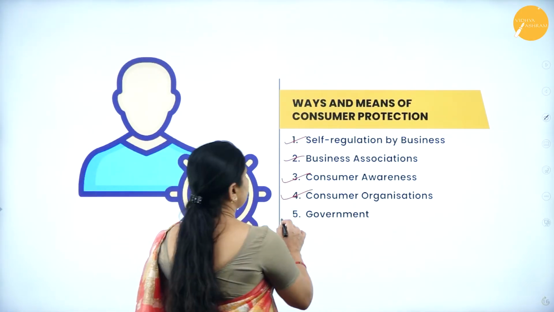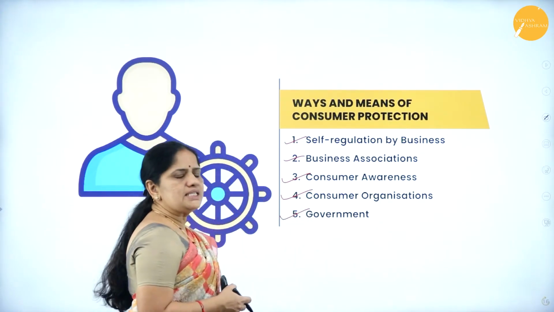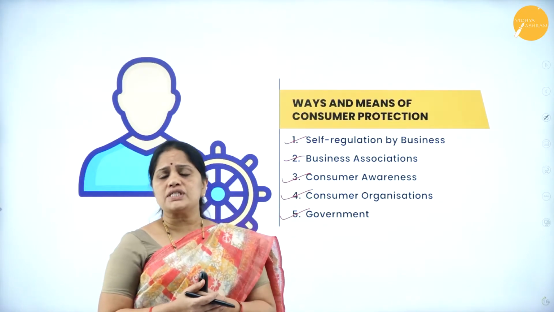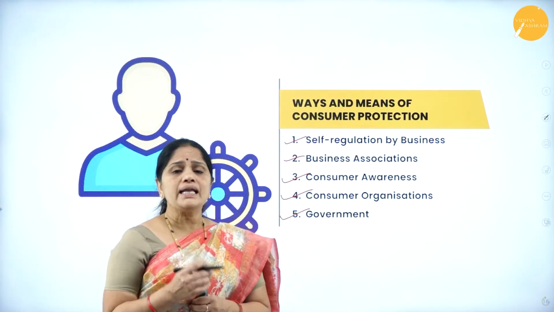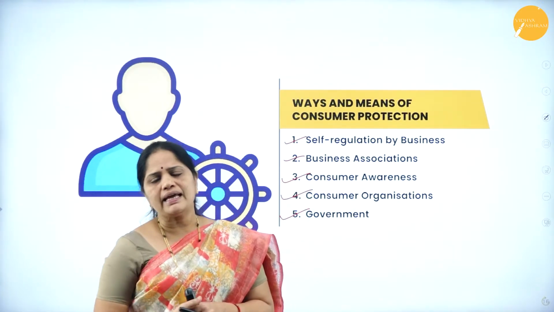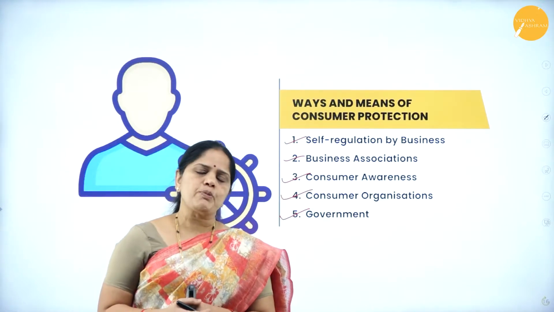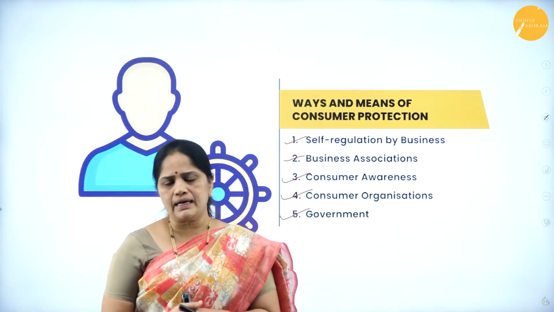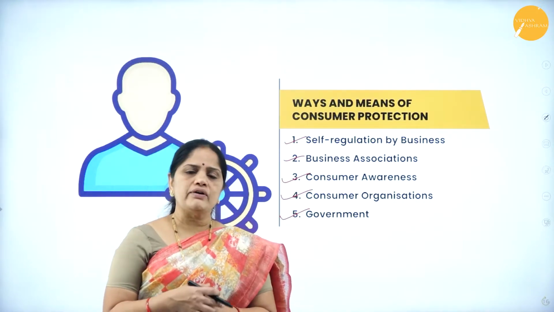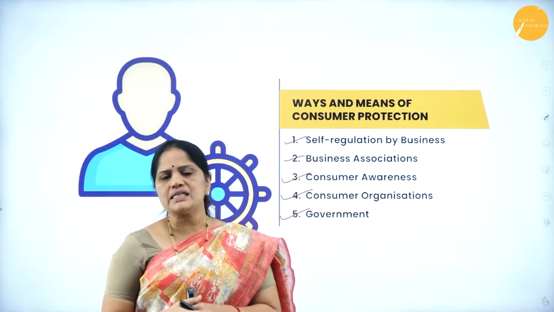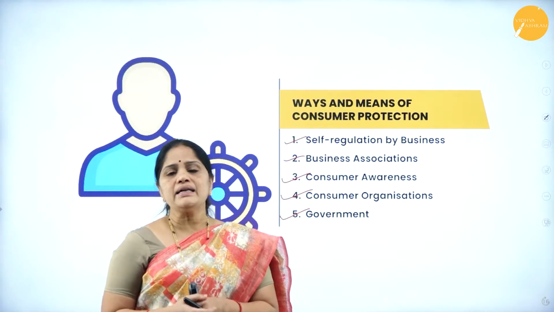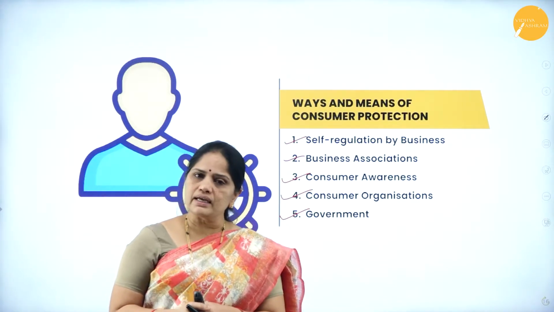Then, the fifth means of consumer protection is through the government. The government has set up many legal provisions for the protection of the consumers. In addition to that, it has set up a toll-free number, and any consumer who has been exploited can just call the toll-free number and register his complaint. In addition to all this, the government has also given various acts and provisions under which he is properly protected and can get relief for all his grievances.